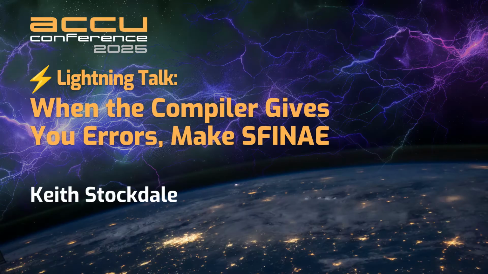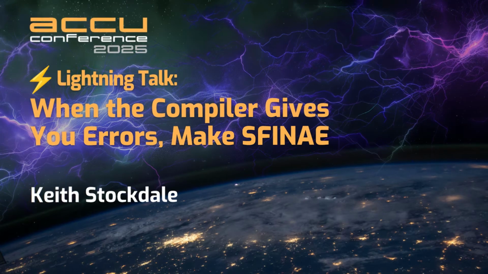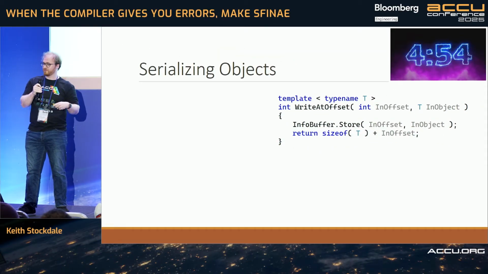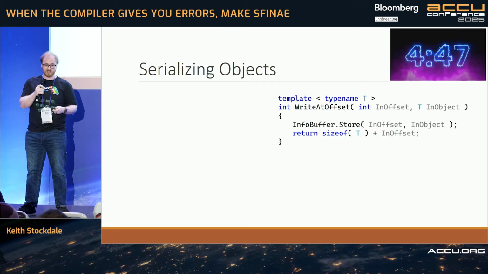So when the compiler gives you errors, make SFINAE. If we're serializing objects, we might write a write-it offset function. It just takes in an object and an offset, and then writes it into our byte buffer at that offset. And then we want to return the new offset into the buffer.